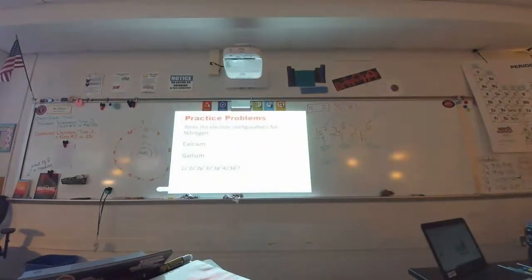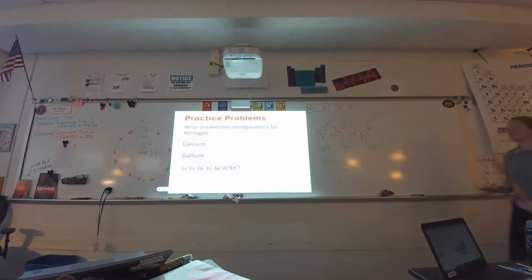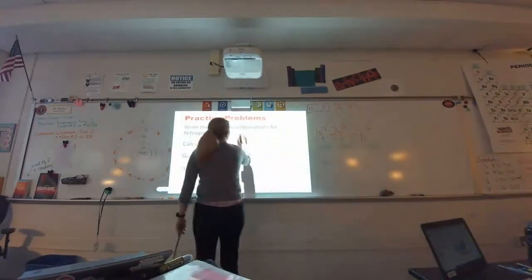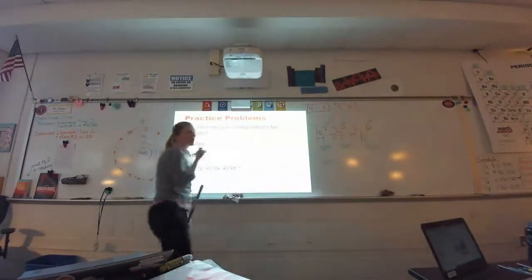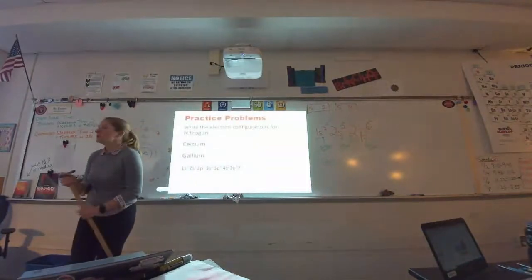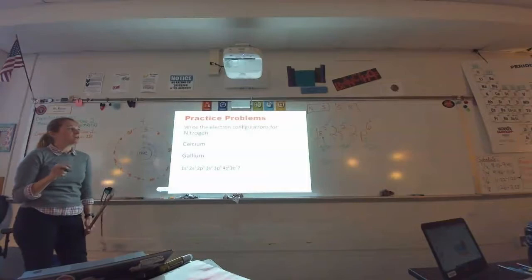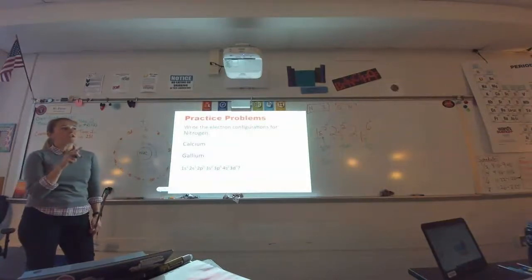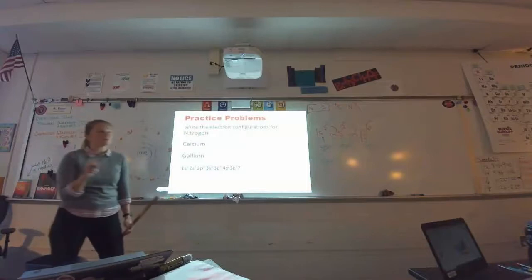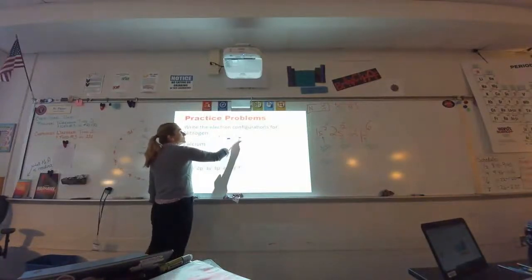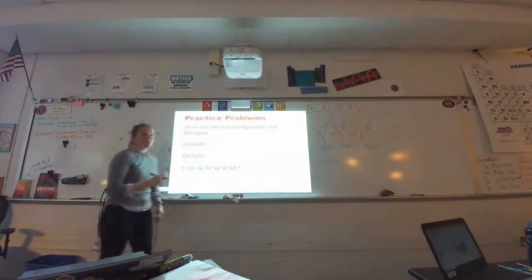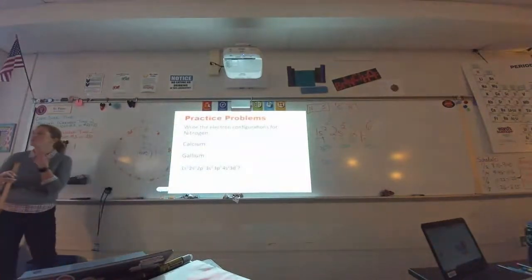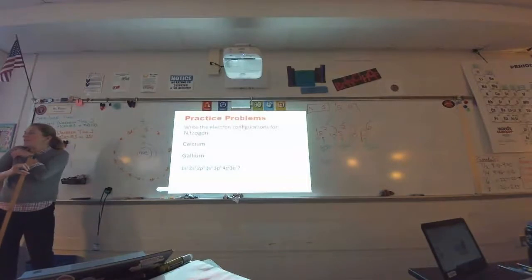Oh, finally to nitrogen. We're still in the second energy level. We're in the P section. 1, 2, 3. So it's 2p3. That's the electron configuration for nitrogen. And we can double check it by saying nitrogen has 7 protons, so I need 7 electrons. 2, 4, 7. I can count those superscripts, and they should equal the number of electrons that I need.